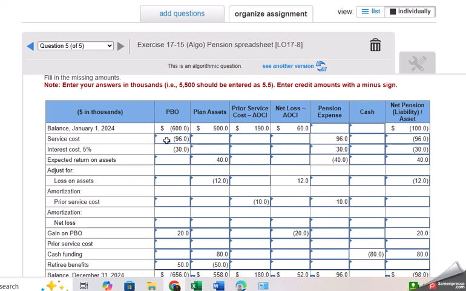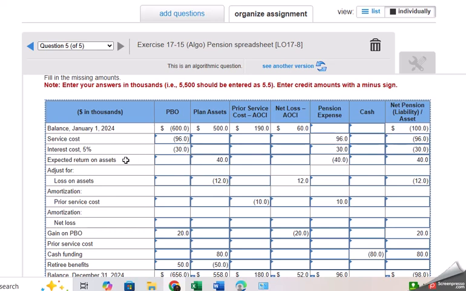So when we go to the next line, our service cost, what they give you is the 96 pension expense. So then that is that offset, that pension expense. So this would be an increase because your pension benefit obligation is your liability, your plan assets are your assets. So that service cost is going to increase our pension benefit obligation and make it higher again, because it's already a credit.